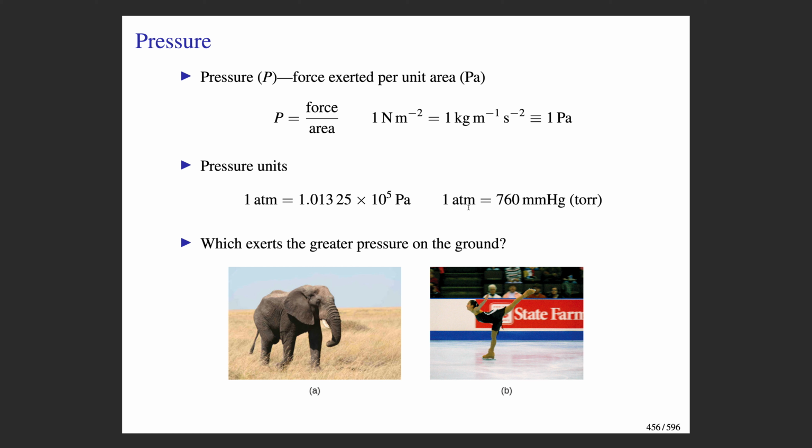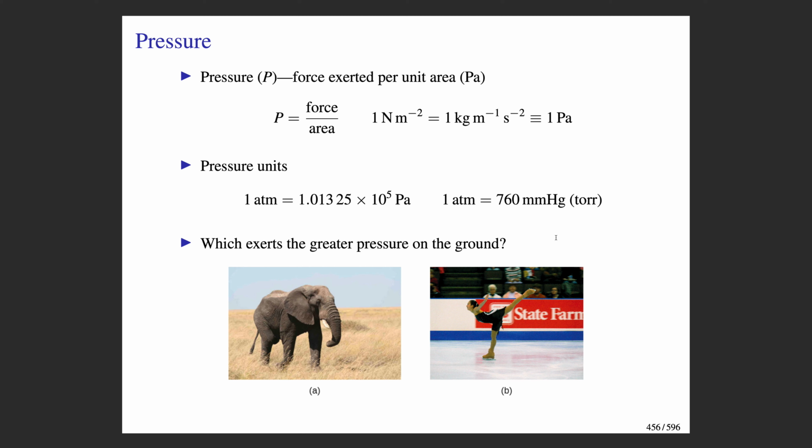One unit is called the atmosphere. Okay, so 1 atmosphere is 1.01325 times 10 to the 5th pascals. And then another unit that we commonly use, which has to do with how pressure is measured, is called the millimeters of mercury, or the unit called the torr. And 1 atmosphere of pressure is 760 millimeters of mercury.